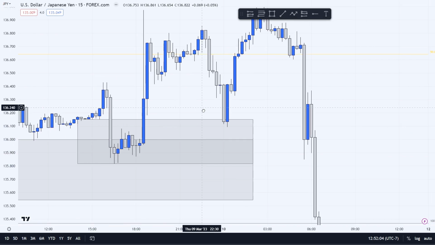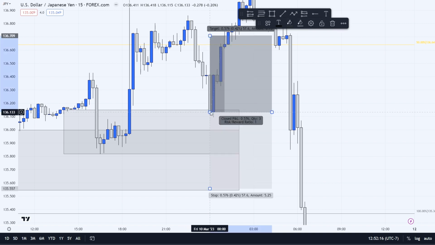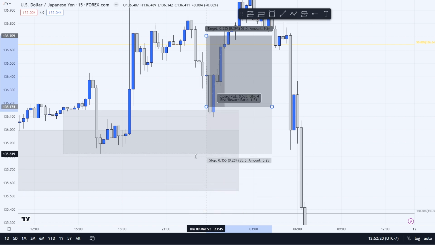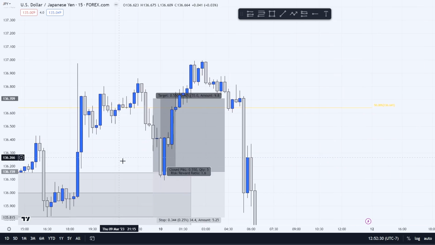But anyways, I use my 4 hour zone, use the bodies instead of the wicks because the risk to reward was better that way for me personally. So right above, it's 1 to 2 pips above the zone. So somewhere above there, my stop loss around like 34 pips, 35 pips. I got the magnet on, so it's like trying to stick to the candles. So it was around there, like 34 pips.